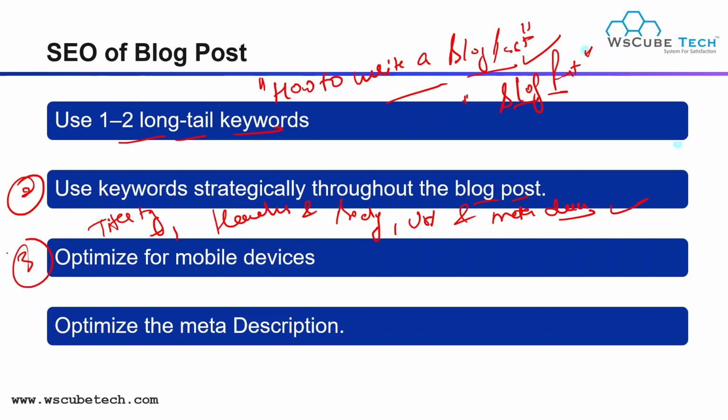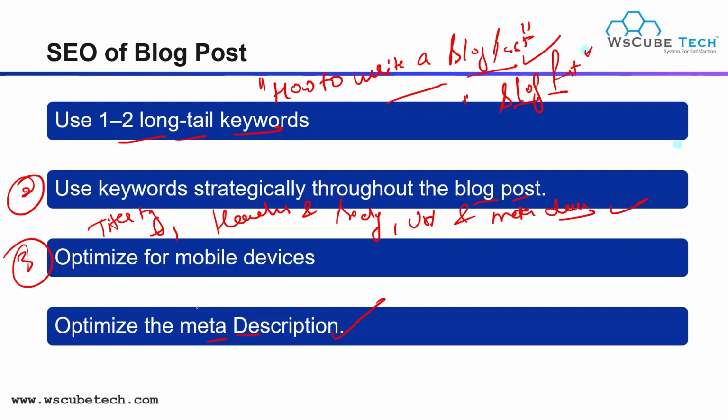Next is optimize for mobile device. For this, you have to use responsive design. Websites that are responsive to mobile allow blog pages to have one URL instead of 2, one for desktop and one for mobile respectively. Next, we have optimize the meta description.